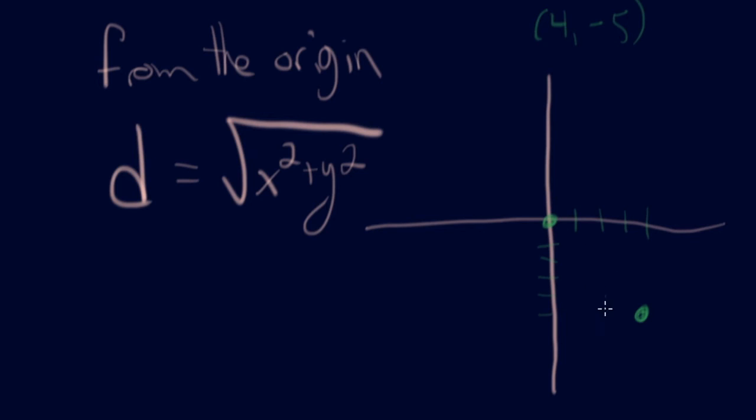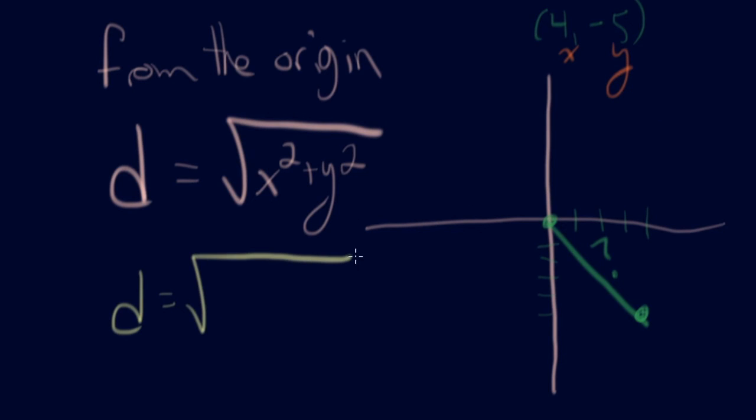That's what I want to know. Like, how far is this? So don't forget, remember, 4 is our x, and negative 5 is our y. Let's go and plug in some stuff. So our distance is going to be equal to the square root. And I'm going to use brackets for a very important reason.